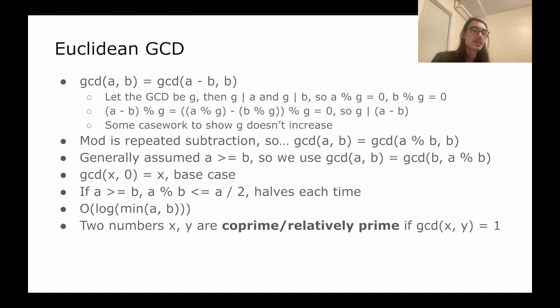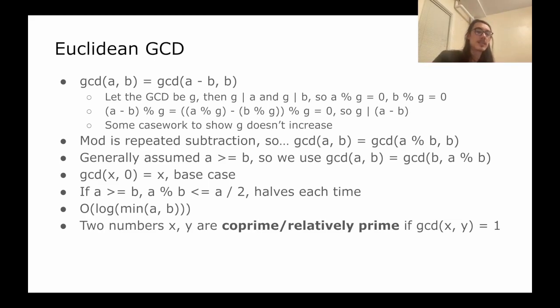The proof that this algorithm works is that a mod b will always be less than or equal to a over 2 if a is not less than b. And so the value of a will halve every time. And so the complexity is also logarithmic because you're halving the numbers.